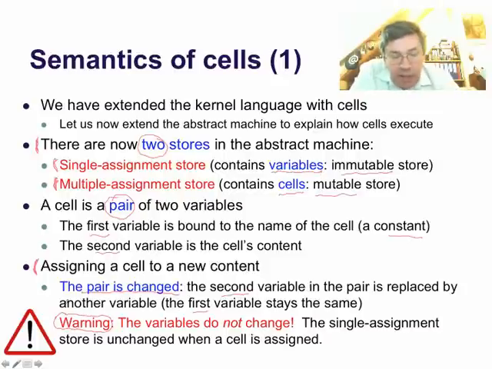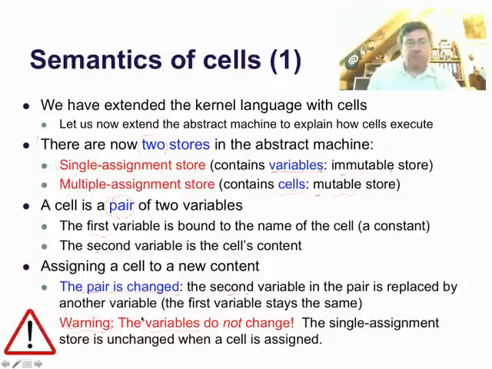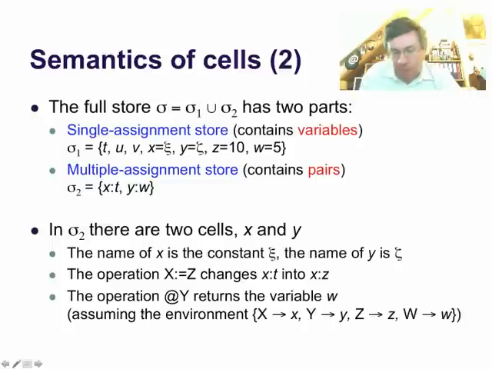When we assign a cell, variables in the single assignment store do not change their value. When we change the content of a cell, we are just changing which variable is the second variable in the pair. We're not changing anything in the variables themselves. Okay, that's important. So here's an example.